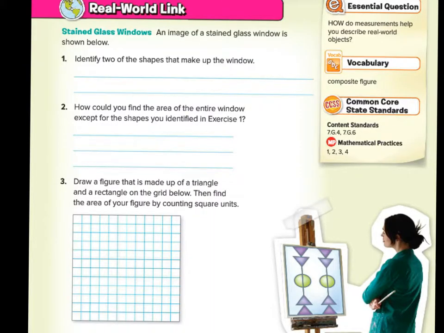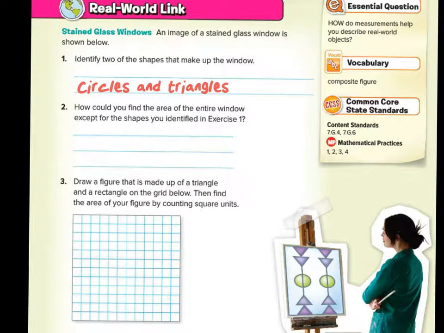And here's the example provided by the book. An image of a stained glass window is shown below. Identify two of the shapes that make up the window. Here we have triangles, and we have circles or semicircles. The entire window itself is a rectangle. So two of the shapes are circles and triangles.